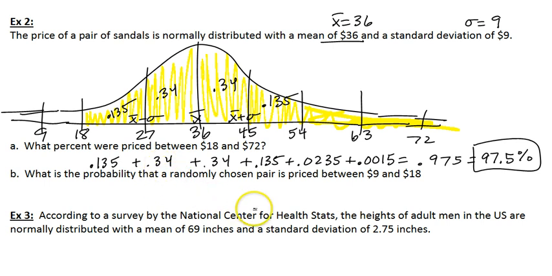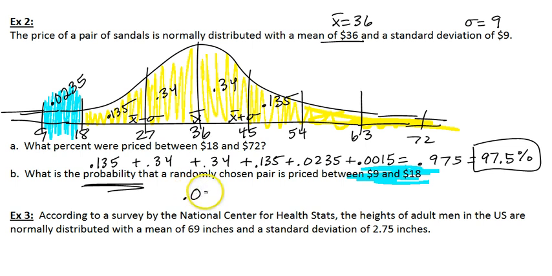Part B, what is the probability that a randomly chosen pair is priced between $9 and $18? That's just this section I just highlighted in blue. The probability, look on the front of your bell curve, is 0.0235 for that one. Notice this time it asked me for probability, so I'm just going to leave it as 0.0235. Technically a probability could also be a percentage, so if you converted it to a percentage, it's not incorrect, but you just don't have to if it's asking for probability.